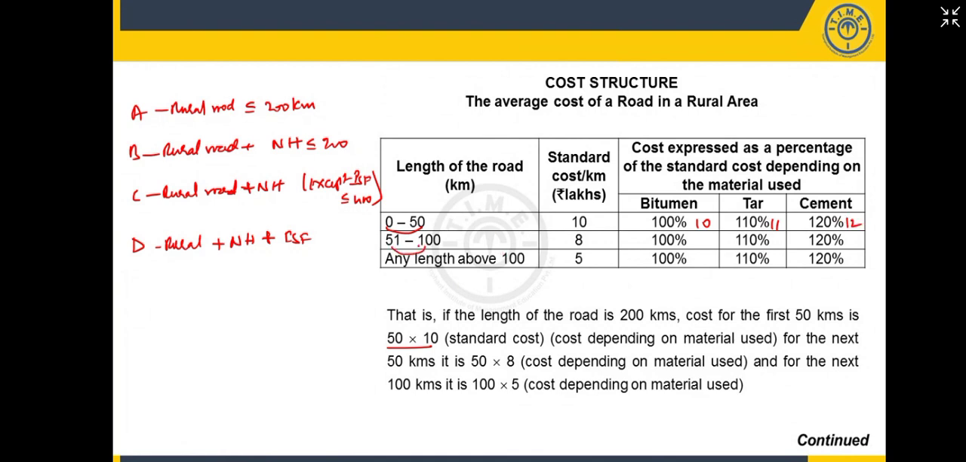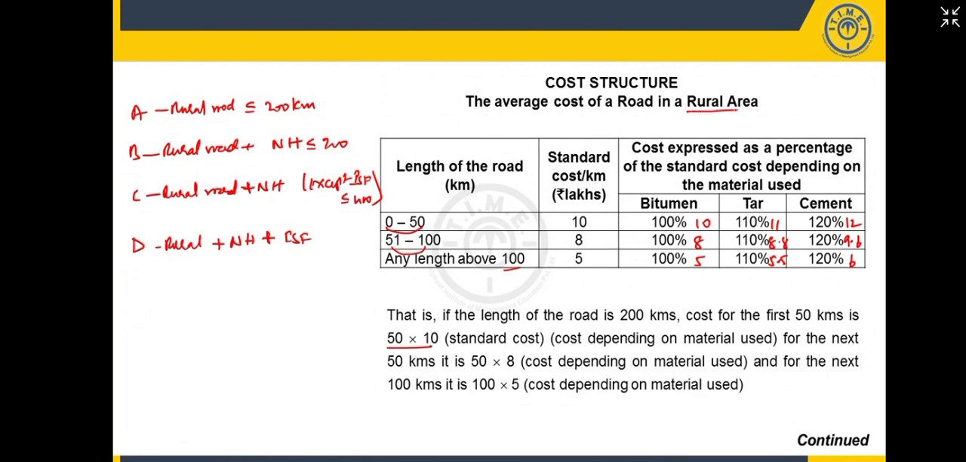Between 51 to 100, 8 rupees charge. That means 8 rupees here, 8.8 rupees charged here, and 9.6 here, 20% more. If it is a cement road, then anything above 100, 5 rupees charge, 10% more means 5.5, and this 120, that is 20% more than 5, means 6 rupees charge.